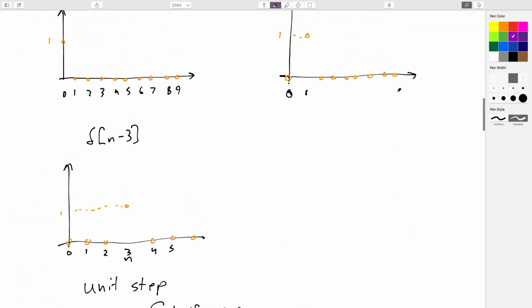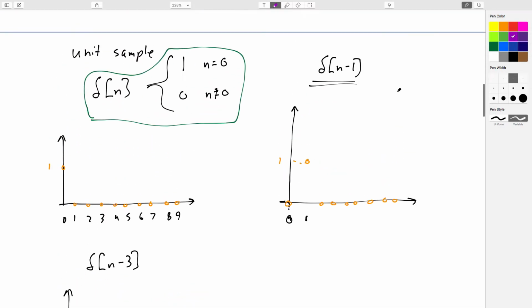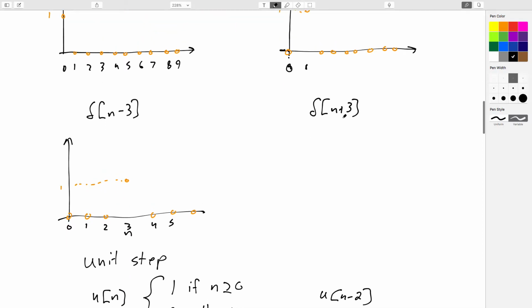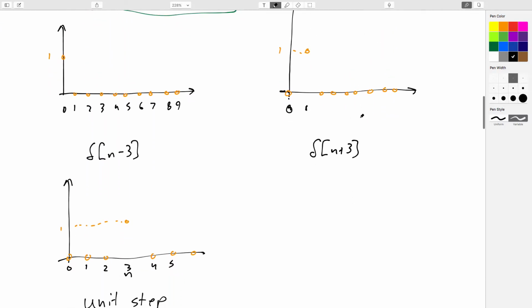And the same thing would go for delta functions. I'm not going to write one out here, but you could, for example, have a delta of n plus 3, in which case that plus 3 has advanced the unit sample by 3 time steps. So instead of having its value of 1 at time step 0, it's going to have a value of 1 at time step negative 3.